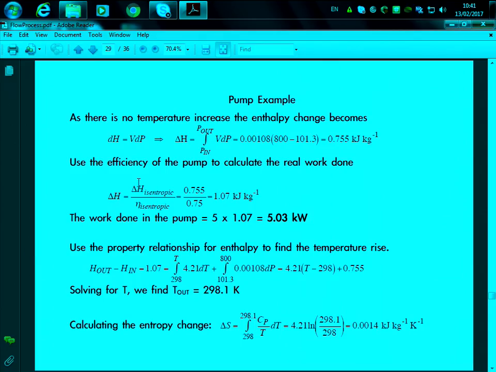Okay, so we have an isentropic process, which we have assumed as always when we increase the temperature. So in this case, for liquids, the volume is assumed to be constant.